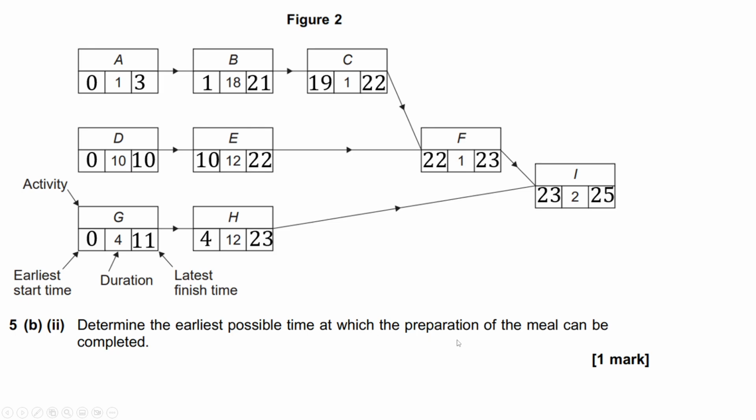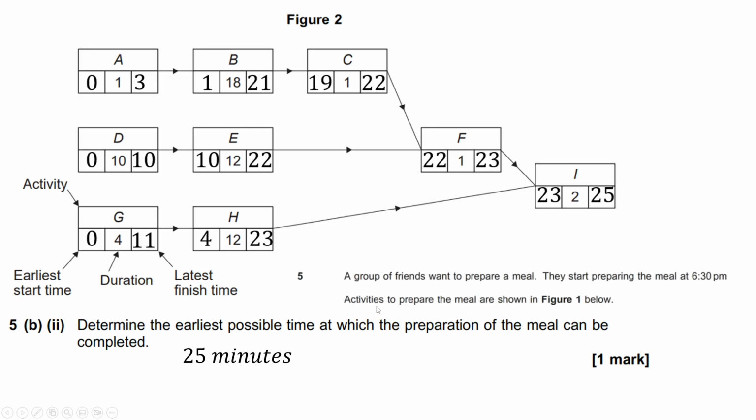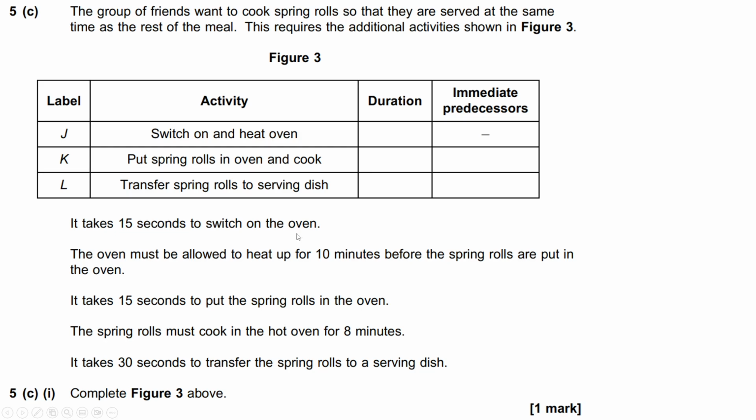Determine the earliest possible time at which the preparation of the meal can be completed. Now, the last activity starts at 23, and it takes 2 minutes, so it finishes at the 25th minute, which we already knew here, which means that this entire thing should take 25 minutes. But be careful, it says the earliest possible time. At the beginning of the question, they gave us this piece of information: it would start at 6:30. So 25 minutes after 6:30 would be 6:55 p.m.